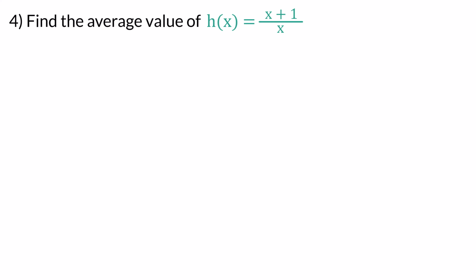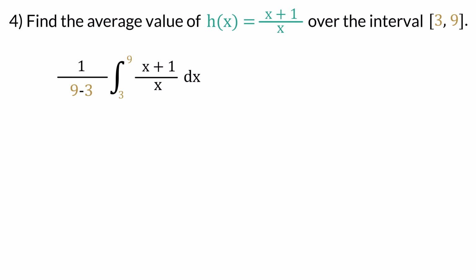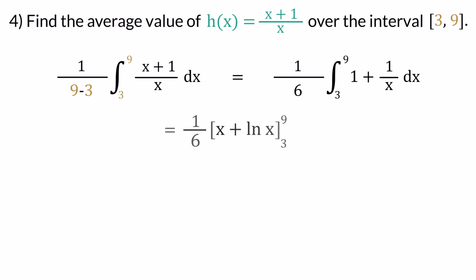Next, we will find the average value of another function. Let's say h of x equals x plus 1 over x. And this time, let's use the interval 3 to 9. To integrate h of x, divide x plus 1 by x. We are now taking the integral of 1 plus 1 over x. The antiderivative of this is x plus the natural log of x.